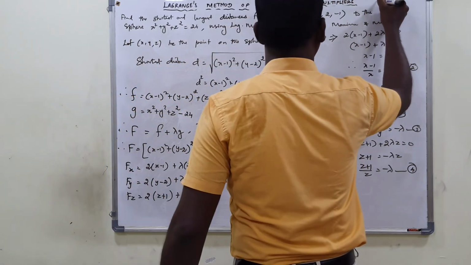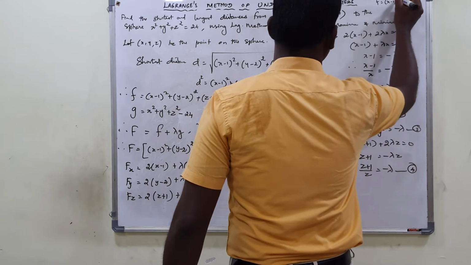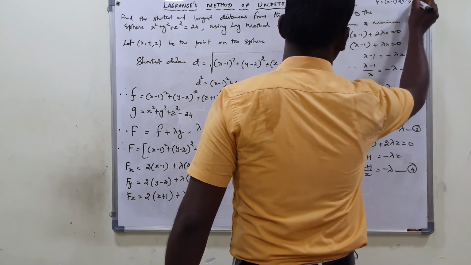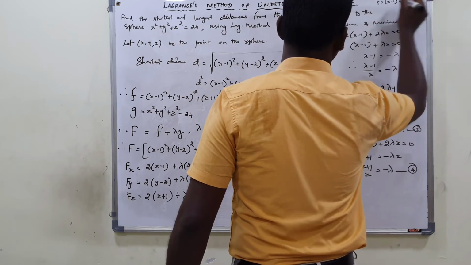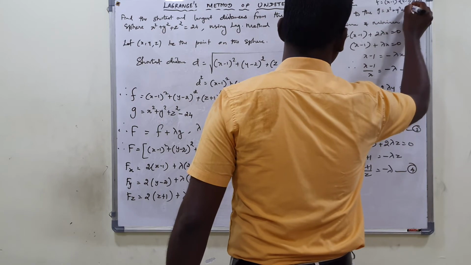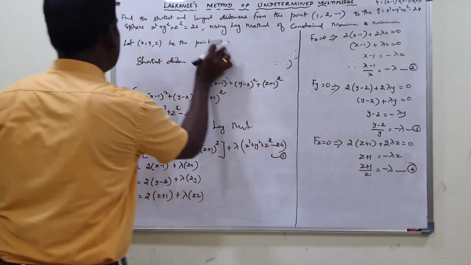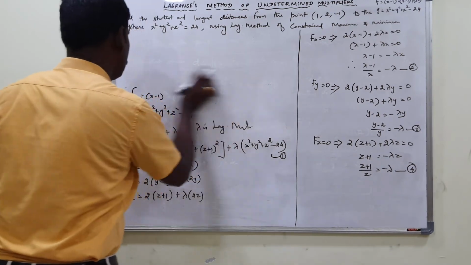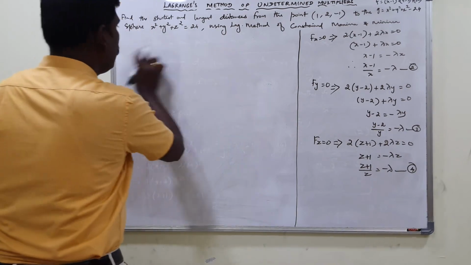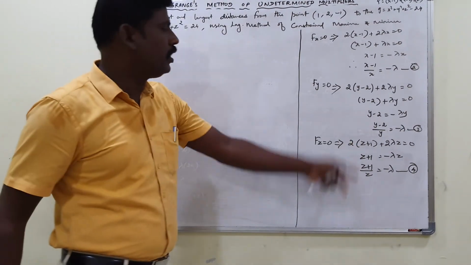What is f? F is equal to x minus 1 the whole square plus y minus 2 the whole square plus z plus 1 the whole square. What is g? X square plus y square plus z square minus 24. Isn't it? Right. Now I am going to equate 2 and 3. Same like that, 3 and 4.